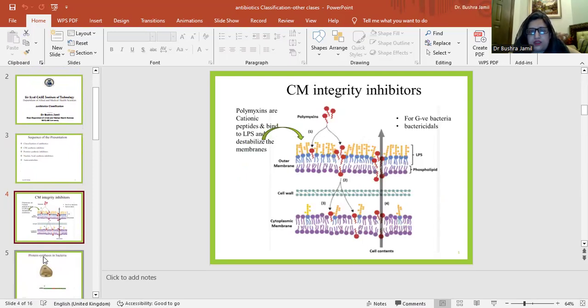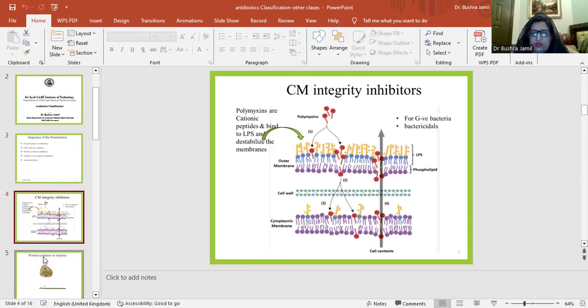Now the second category includes those agents that act on the cell membrane. First, the cell membrane of all the microorganisms, whether it's prokaryote or eukaryote, is made up of phospholipids and it carries negative charge on it. Now, these cell membrane integrity inhibitors include polymyxin, like polymyxin B, polymyxin E. These polymyxins have a strong positive charge on them. They are cationic in nature. So being cationic in nature, they have a natural tendency to interact strongly with the negatively charged phospholipid membrane.